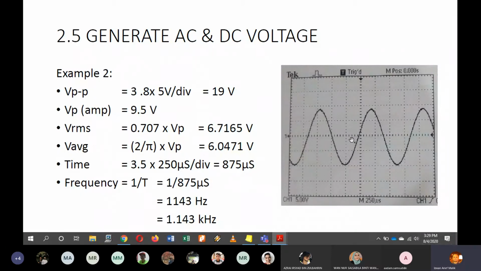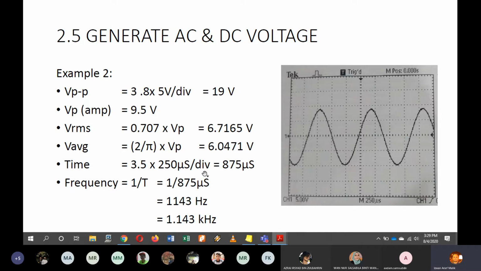So 1, 2, 3.5. So time is equivalent to 3.5 divisions. Multiply with the scale. So the time scale is 250 microsecond. So you will get 875 microsecond. So that is your period, your time. Then of course you can calculate your frequency, 1 over time. You will get 1.14 kilohertz.